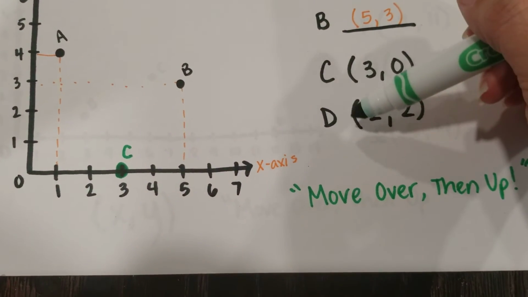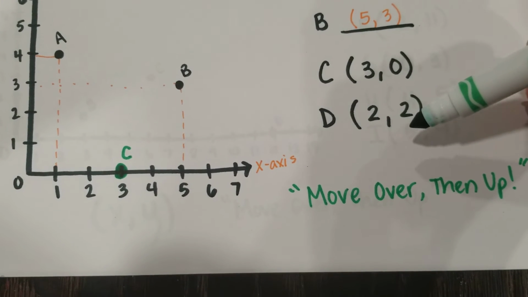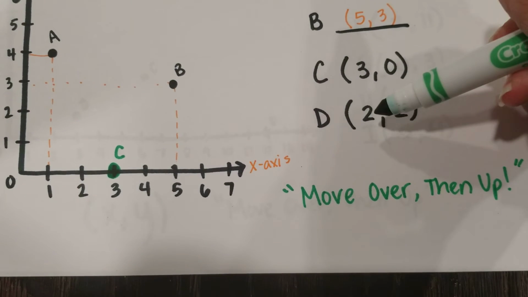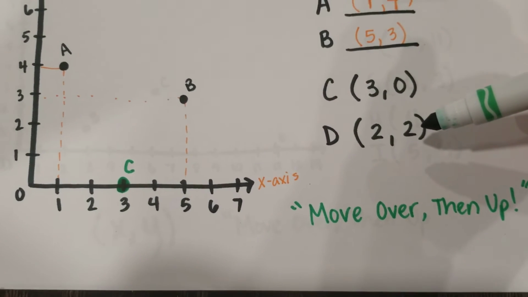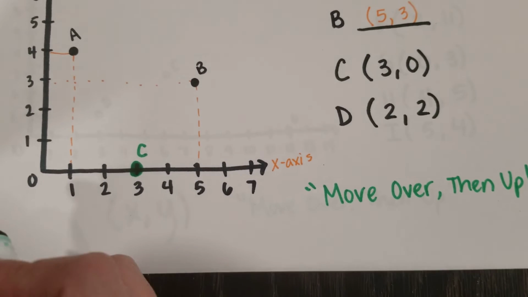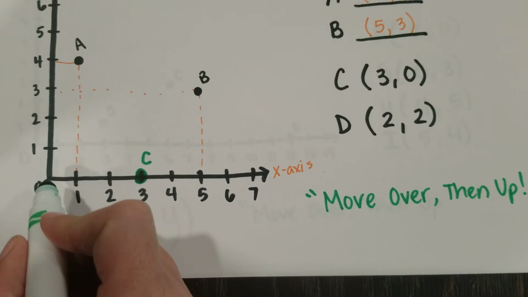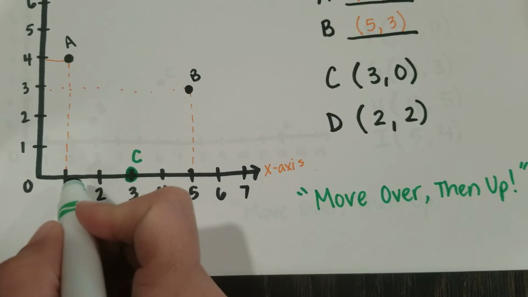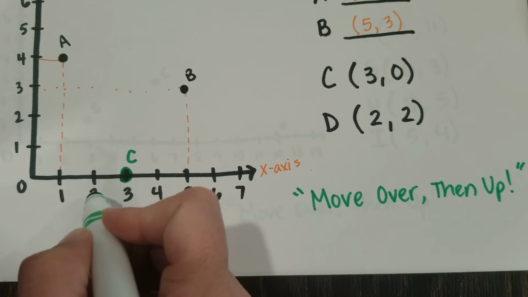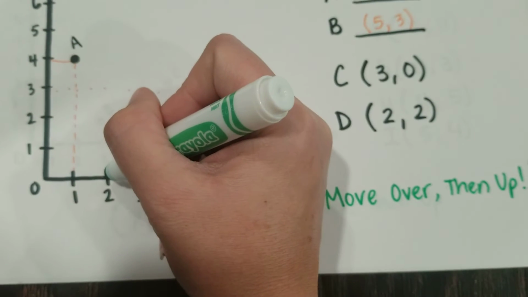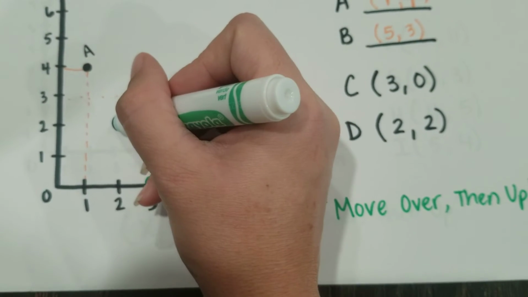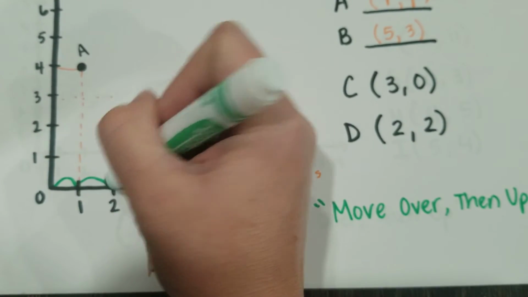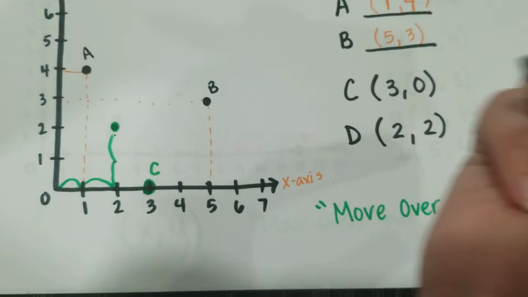Okay, so let's plot point D. This one, the ordered pair is 2, 2. So the x-coordinate is 2 and the y-coordinate is 2. And so we're going to start at the origin, start at 0, and we're going to move over, then up. So we're going to move over 2, that's my x-coordinate, 2, and then I'm going to move up 2, 1, 2, and my dot goes right there. So I went over 2 and then up 2, right?